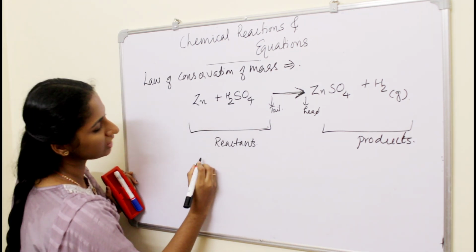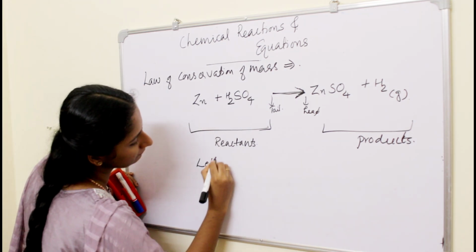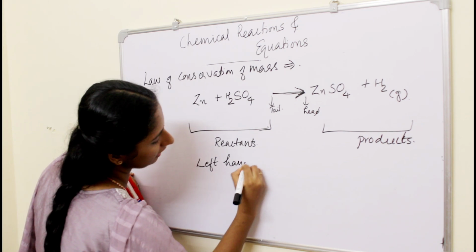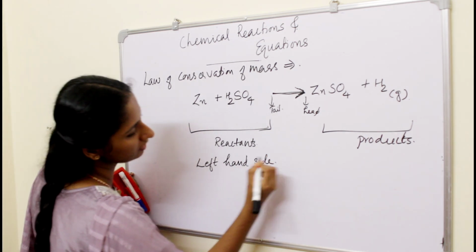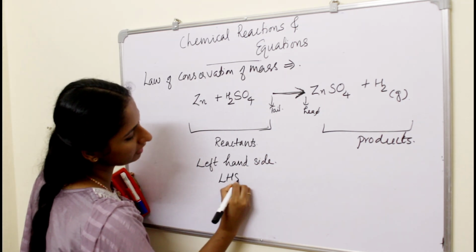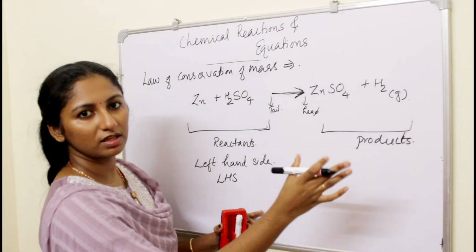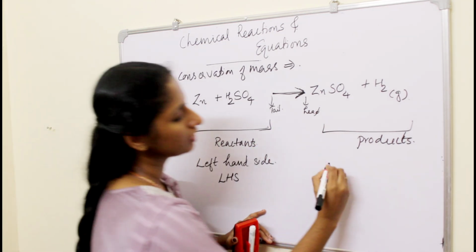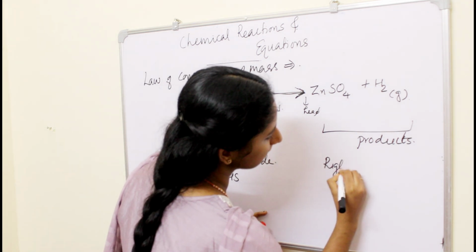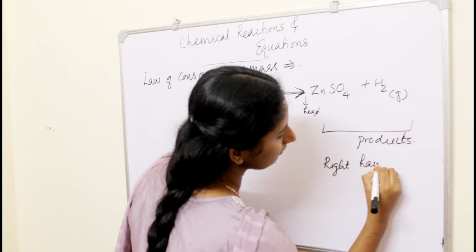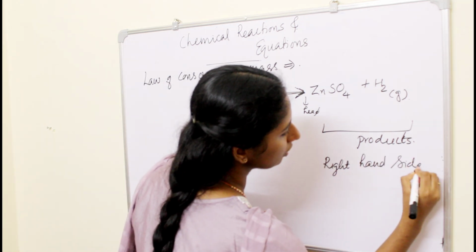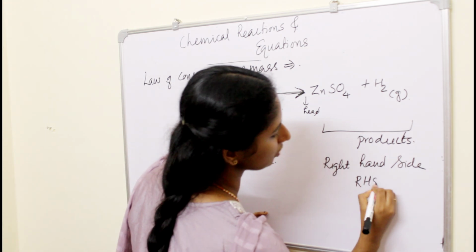Okay. So this is actually the left hand side of this reaction. So we can represent it like LHS. This is the right hand side of this chemical equation, right? Right hand side. So we can represent it like RHS.